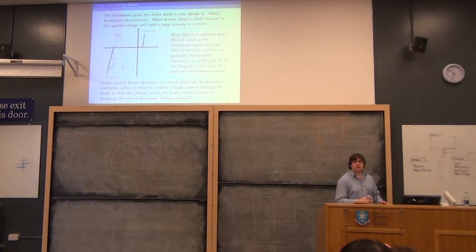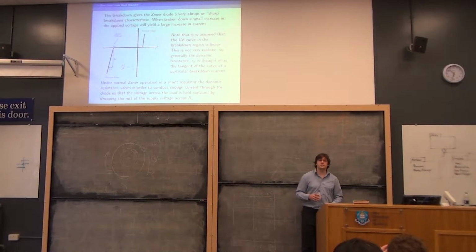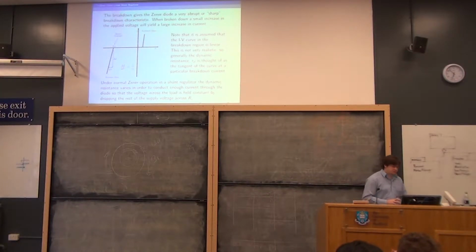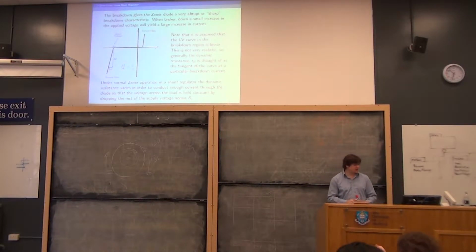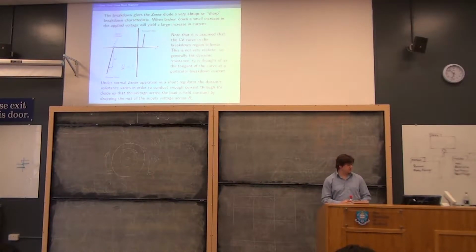We'll need to know how good the regulator is going to be at doing its job, which is stopping the changes in the output voltage. We'll be able to come to some conclusions about how good it's going to be, and the slope of this line will be significant. So under normal operation in a shunt regulator, the dynamic resistance will vary. So we'll move up and down that line in order to conduct just enough current through the diode so that the voltage across the load is held constant.